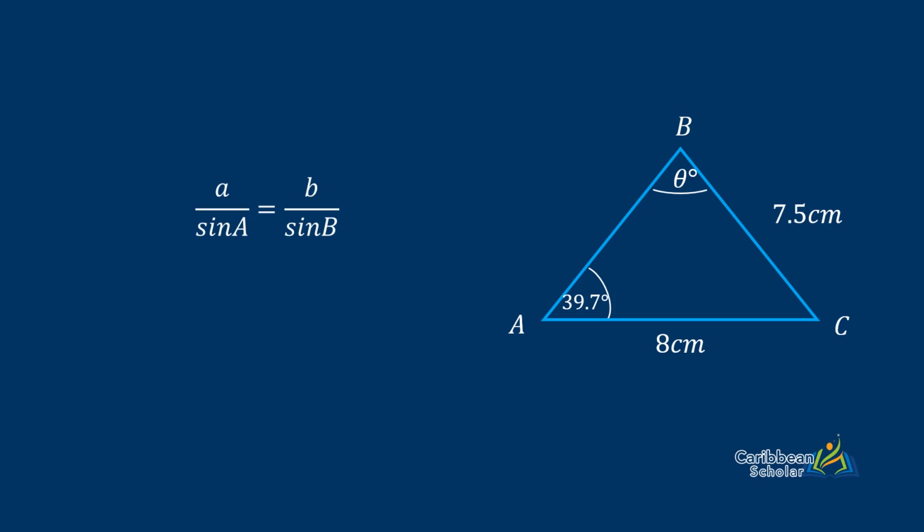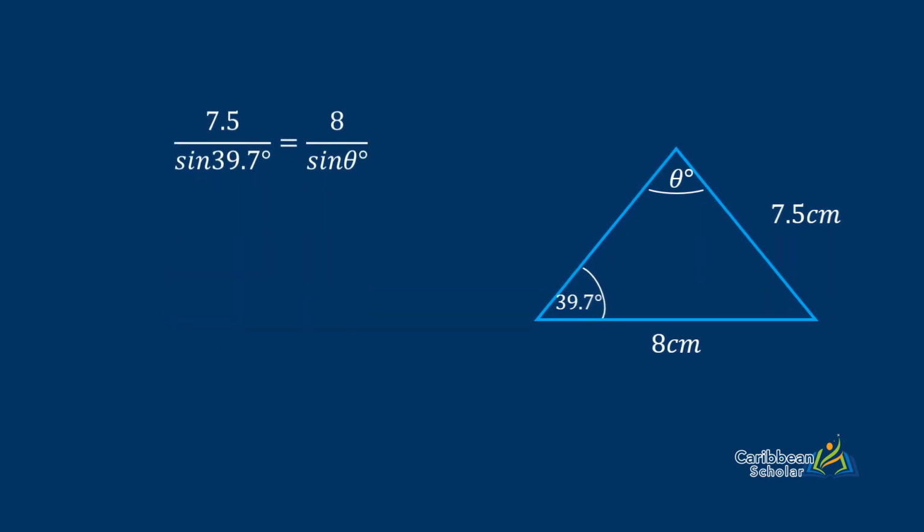We get 7.5 over sine of 39.7 degrees. This comes from our angle A and length a. And then we get 8 over sine of theta degrees coming from our angle B and length b. Now, everything after this is just going to be algebra. It might look messy, but I promise you that you can do it. So let us step through it.